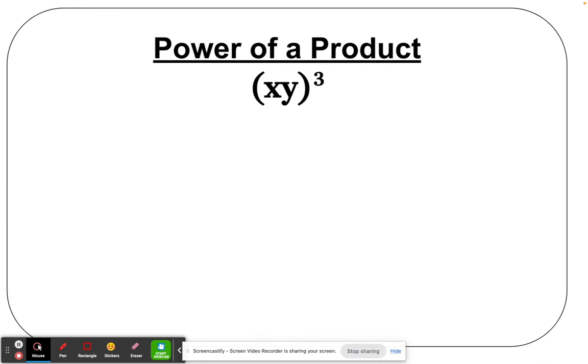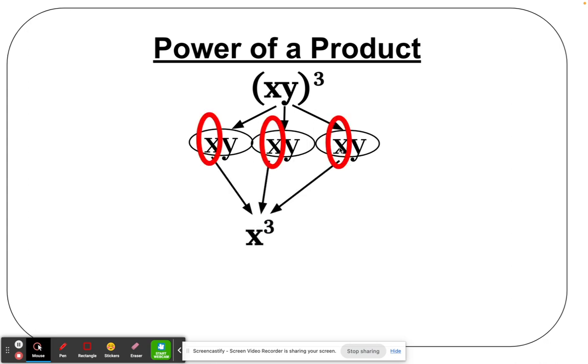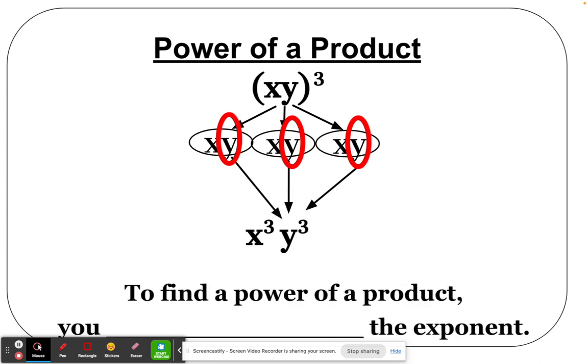What about a product to a power? What if I'm raising xy to the third power? Well, that means xy times xy times xy, which gives me, if I rearrange it, x times x times x and y times y times y, or x to the third power and y to the third power. So when I raise a product to a power, I have to raise each of the factors to that same power.